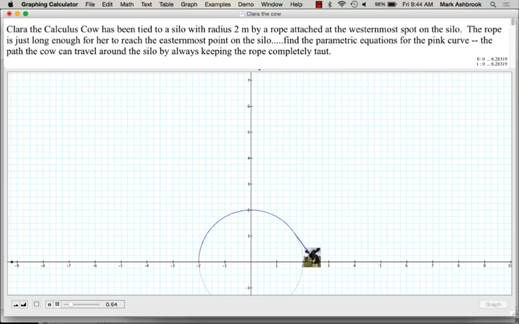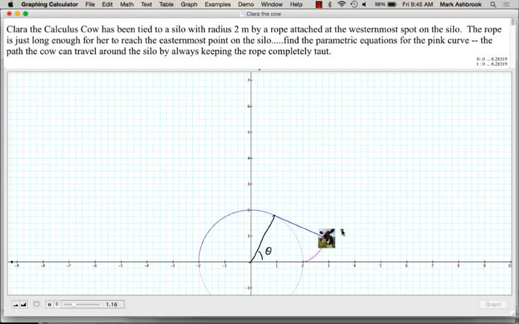Now, what may be confusing or where you may get tripped up is that our parameter in this problem is an angle. And it is the standard trig angle. So you're working with this. You're looking at the ray that connects the center of the silo with the point where the rope is peeling off. And the parameter for your parametric function is this angle here between the positive x-axis and the ray to the point where the rope peels off.